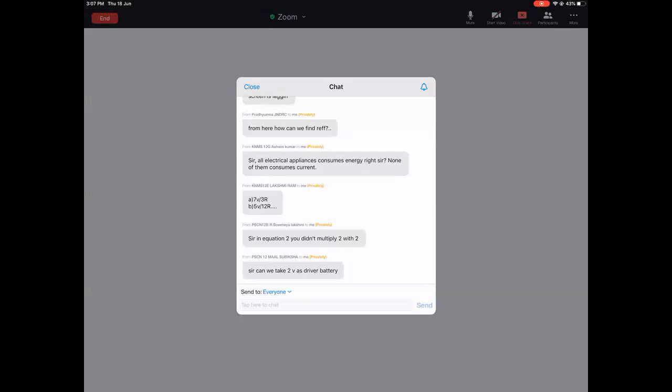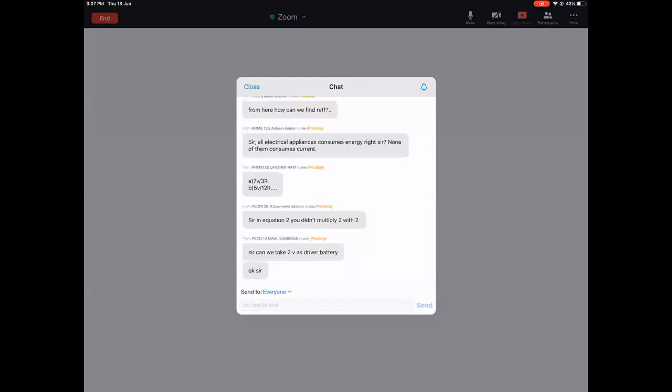You can't take the 2-volt battery. Actually there's nothing wrong in it, but you'll get negative values. So always the higher battery will be the driver. You didn't multiply 2 with 2. If I made some mistake, don't worry, you work it out. Please work it out. Don't rely on my answer. It seems I made some mistake, so don't copy.